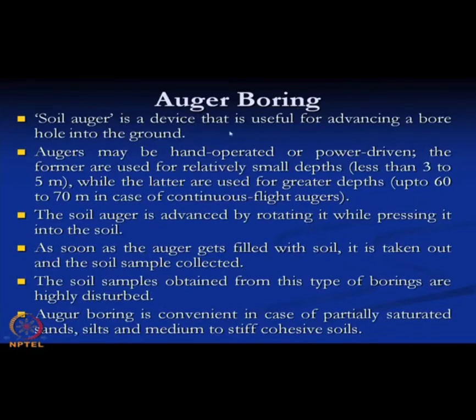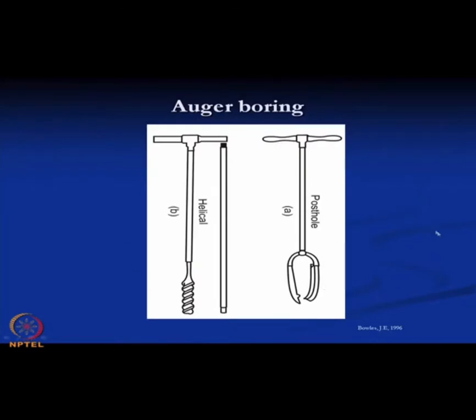Now, what is auger boring? The soil auger is a device that is useful for advancing a borehole into the ground. This is a typical figure of auger boring augers. This is the post hole auger, and this is the helical auger, and this is the rod which can be attached here to reach the required depth. We can increase the length of the auger by putting this rod here.